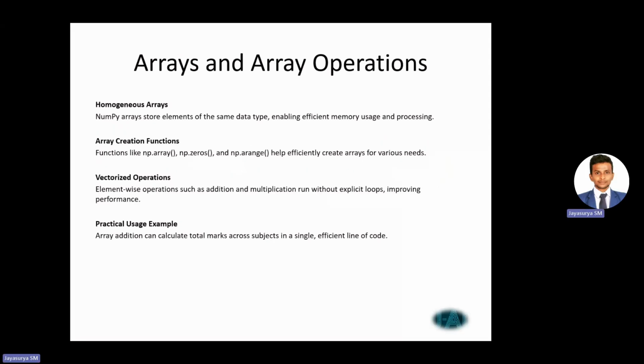So, array and array operations. NumPy arrays are homogeneous, meaning all the elements have the same data type, helping Python store and process them efficiently. We can create arrays using functions like np.array, np.zeros, or np.arange. For example, with np.arange we can target the range from 1 to 10, creating the numbers from 1 to 10 instantly.